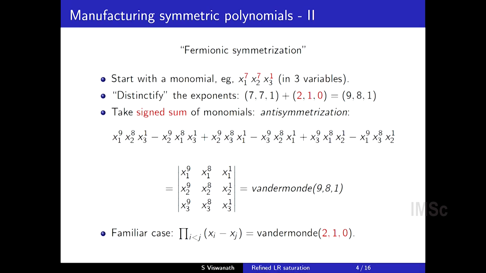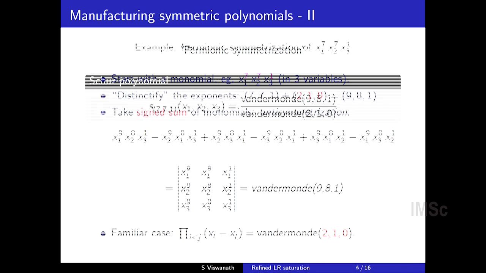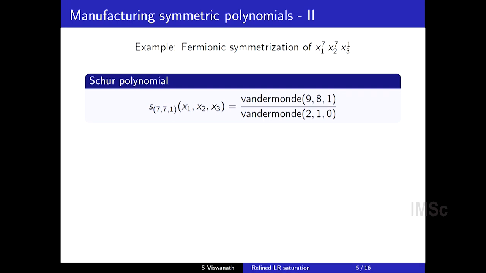When you construct such signed sums, what you are actually making are antisymmetric objects. If you permute the variables, you will get the same thing, but up to a sign. Now, what we do to make this symmetric is the following: you look at the Vandermonde 981, and then you divide it by the basic Vandermonde 210.